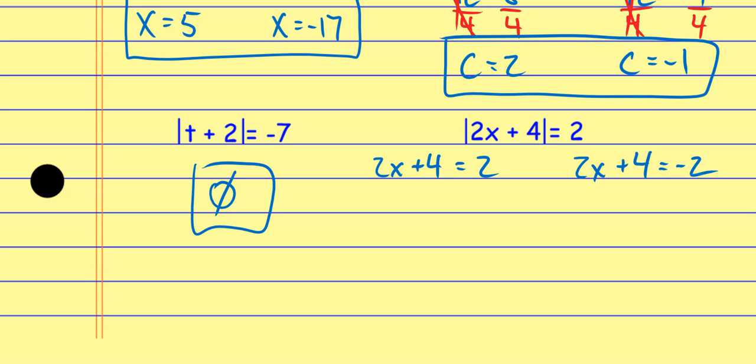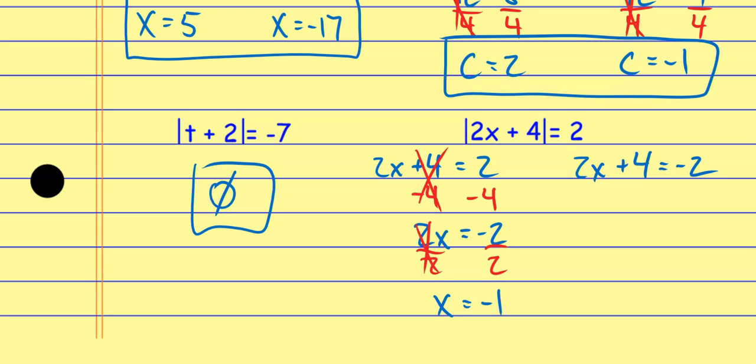And so now I solve each of these. I undo the addition first by subtracting. The +4 and -4 cancel out. I undo the multiplication with division. The times 2 and divided by 2 cancel out. And I get a -1.